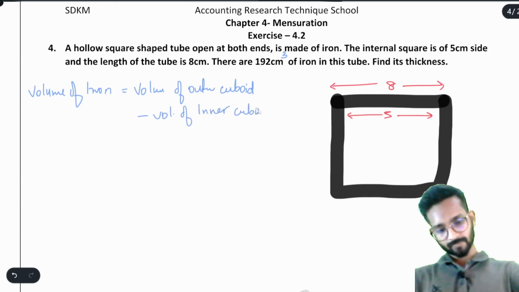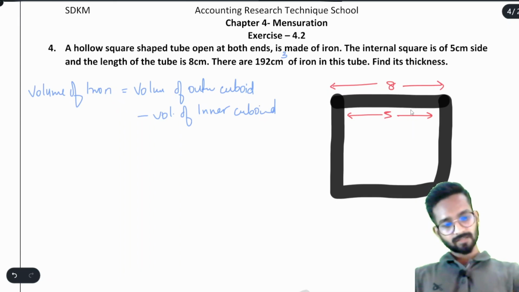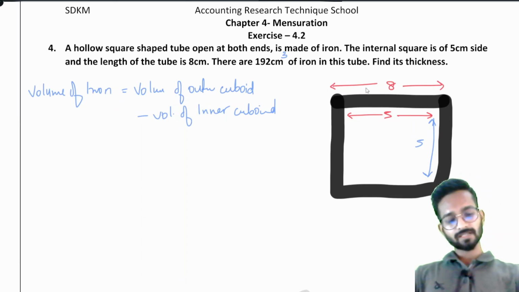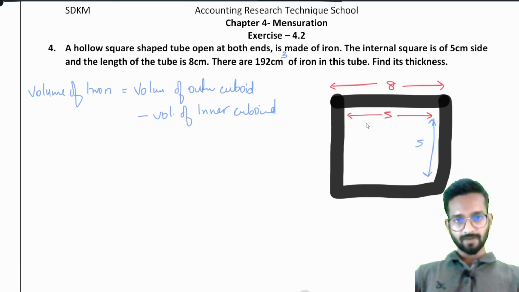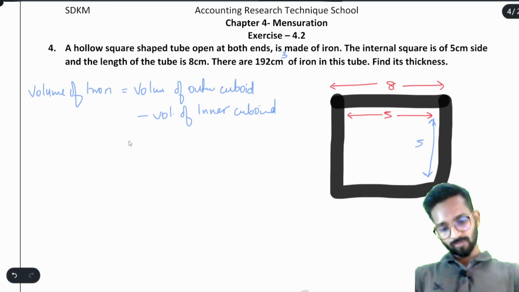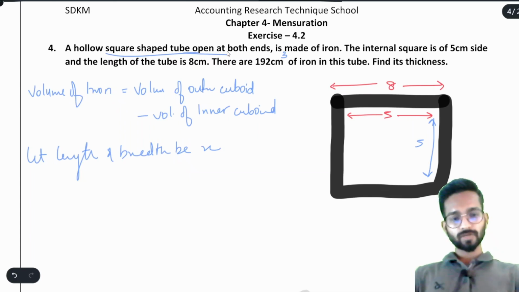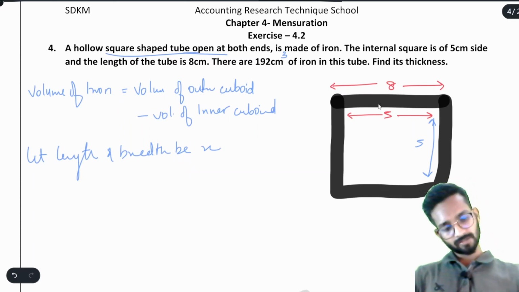Okay. Remember, internal is square of 5 centimeter side. So this is 5 and 5 here. See, it looks like a square, but it's a 3D figure. I cannot draw the 3D figure here, but understand, to show the thickness they are asking, I have drawn this. Okay. So volume of outer cuboid is, let length and breadth be x. Why? Because it is a square shaped tube. Okay. So you can understand, if I will draw it here like this, see.